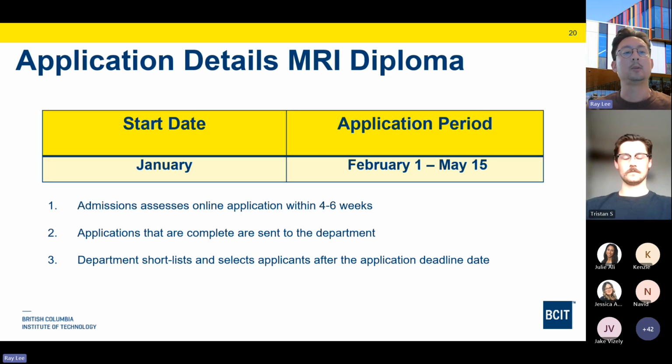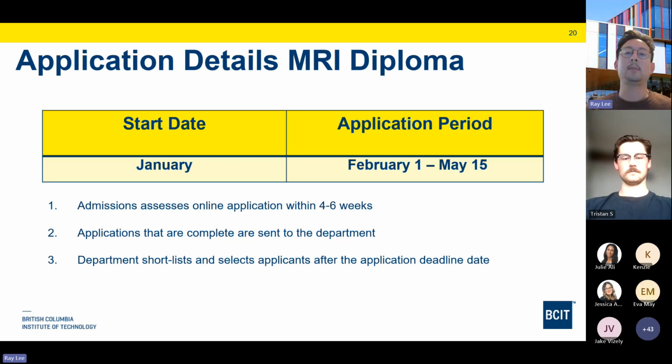So some of the details for how to apply, when the deadlines are going to be, are on this slide here. So our January 2026 cohort would be the one that you would be interested in applying for. Our January 2025 start, our seats are all full. So we will be opening up our application period on February 1st, 2025, and it will end May 15th, 2025. And this will be for the January 2026 start. Admissions will assess your application within 4 to 6 weeks.